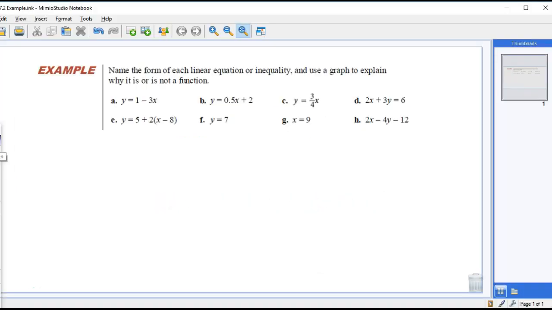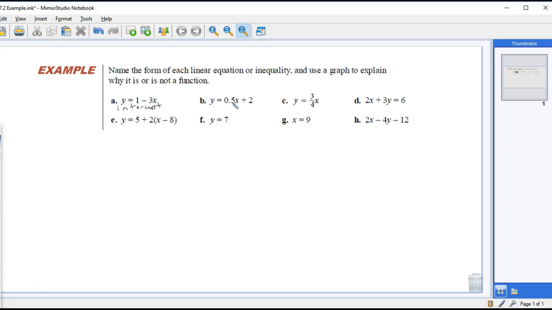Welcome to 7.2 example, talking about whether something is or is not a function. Name the form of each linear equation or inequality and use the graph to explain why it is or is not a function. So this one is in intercept form.